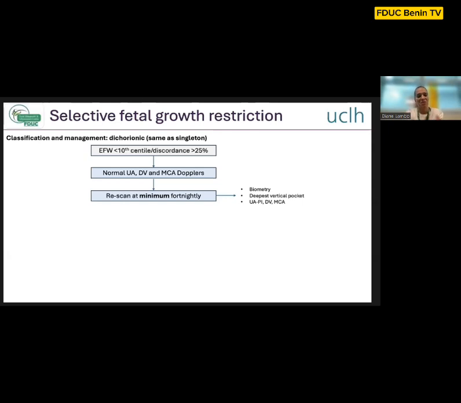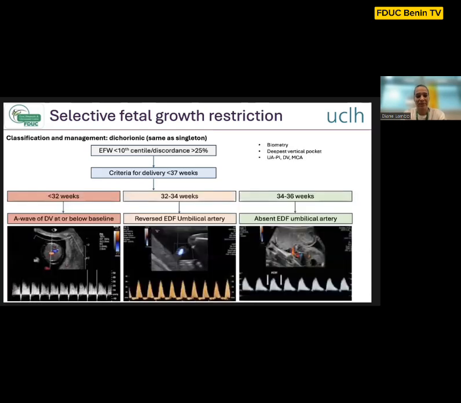So rather than scanning them 4 weekly, like I showed you in the previous slide for the uncomplicated pregnancies, in this pregnancy, because one twin is small, there's a discordancy of 25% or more, you're going to scan them minimum fortnightly. And at each scan, you're assessing the biometry, you're documenting the discordancy, you're documenting the deepest vertical pocket for each twin, and you're looking at the Dopplers, which would include your umbilical, your ductus, and your MCA.